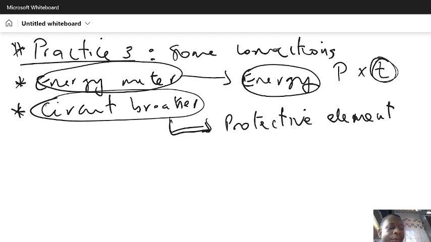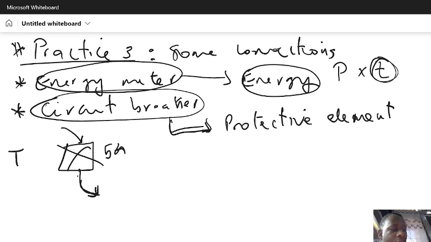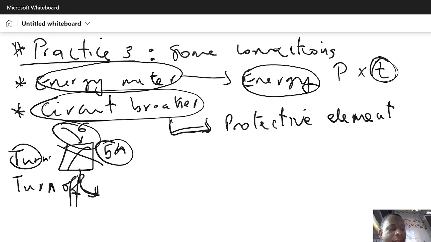Let's say, for example, we have a circuit breaker whose maximum current is 5 ampere. When the current exceeds 5 ampere, the circuit breaker will break the circuit, so it will turn off the circuit, because the current trying to enter is greater than the rated current of the circuit breaker. So we have the energy meter also.